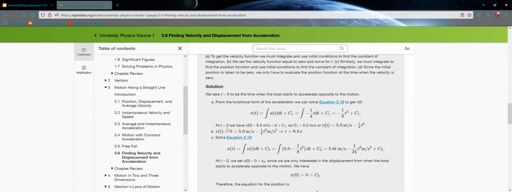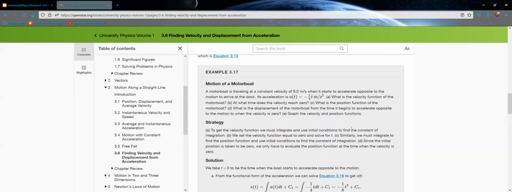We know, for example, at t0, we have a velocity of 5 meters per second. So v sub 0, or v of 0, equals 5. And we have the equation now in terms of v of t. And so if t is 0, then the equation equals 5. So we can rearrange to get a nice little equation: v of t equals 5 meters per second minus 1/8 t squared. The constant c1 is 5 meters per second.